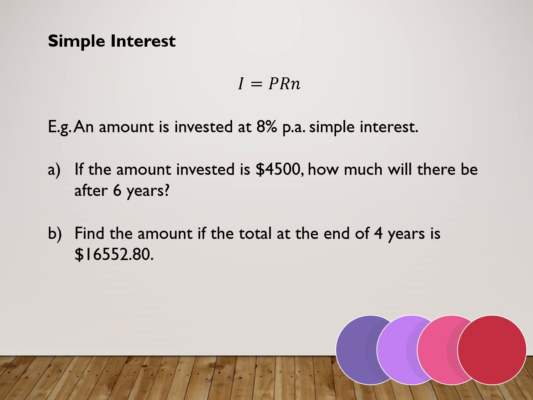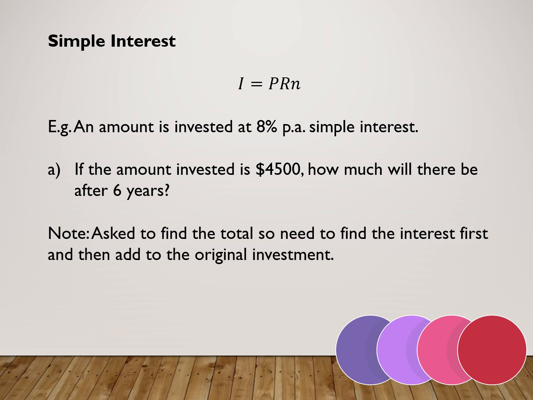So let's just do two quick ones for simple interest. We've got an amount that's invested at 8% simple interest. We're told the amount that's invested is $4,500. How much will there be after 6 years? That'll be a simple one where we'll just use the simple interest formula. And find the principal if the total at the end of 4 years is $16,552.80.